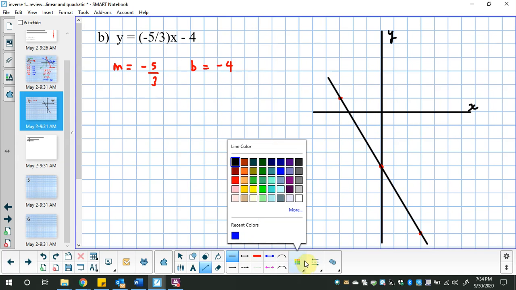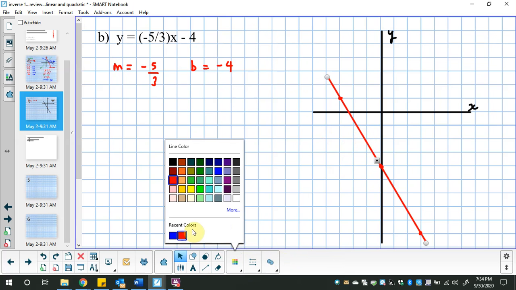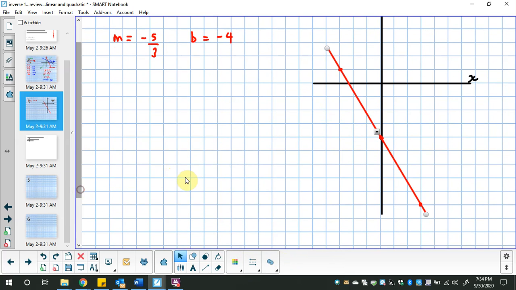There we go. And red. And also, this line goes on forever.